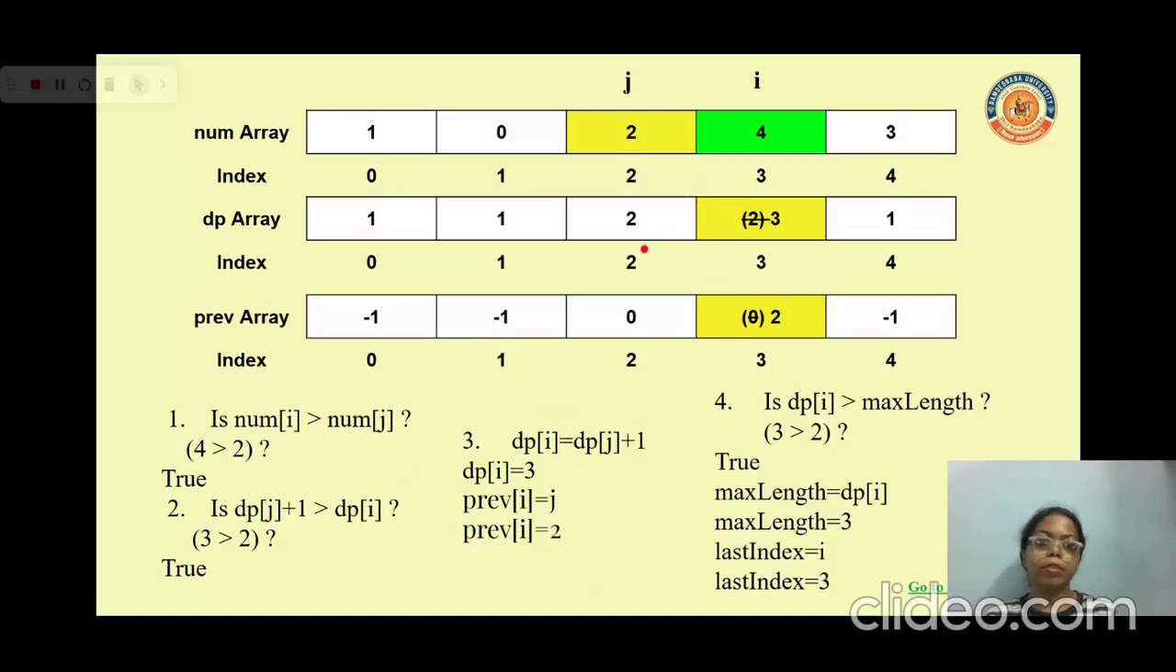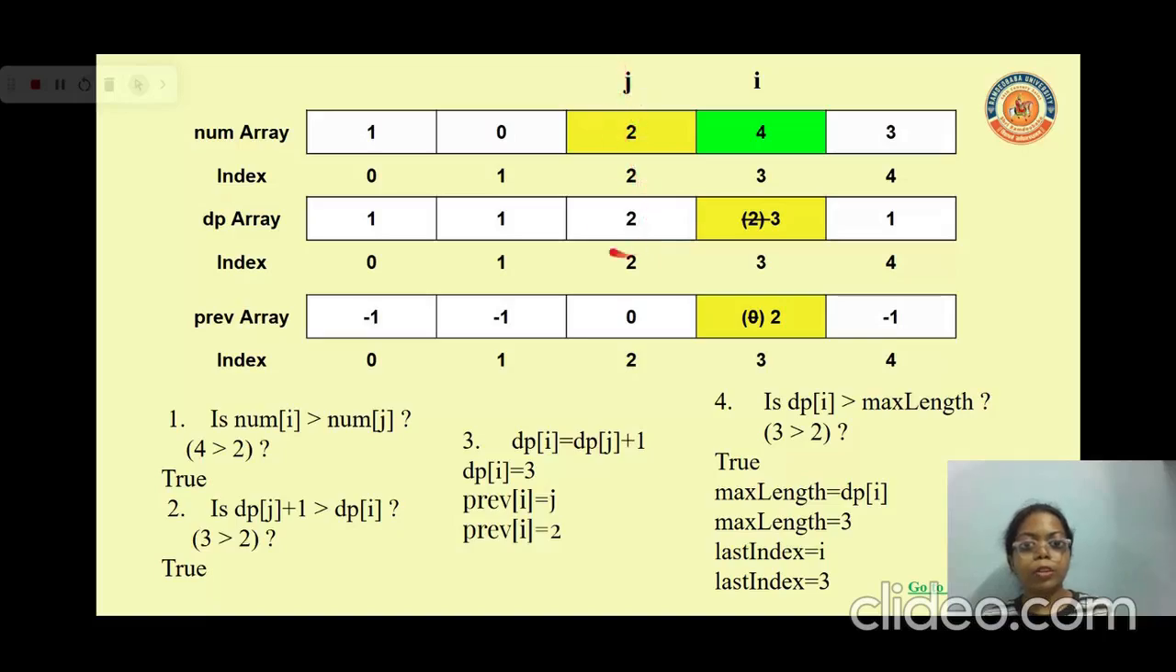So here I will check 4 greater than 2. Yes, this condition is true. Is 2 plus 1 greater than 2 or not? Yes, 3 is greater than 2. So I will update this value to 3, and I will note down the previous value, that at the second position I am getting another longer LIS. So as you can see here, this is how the DP array is working.